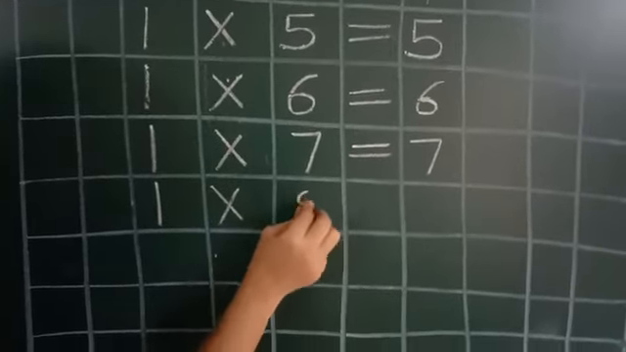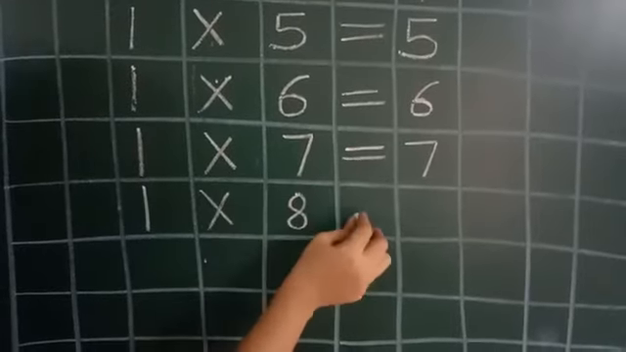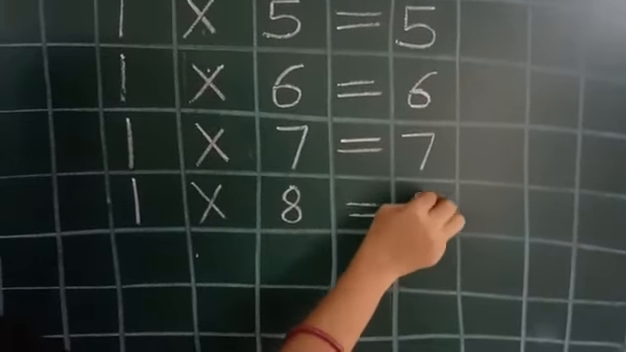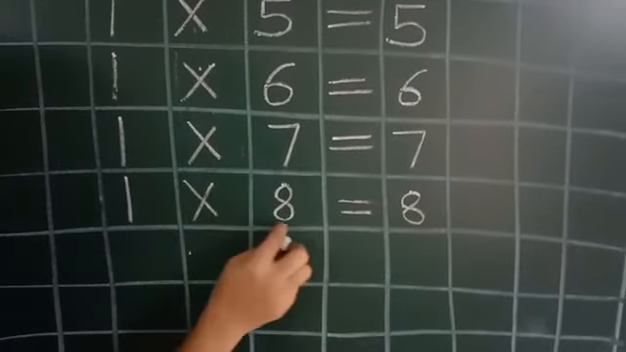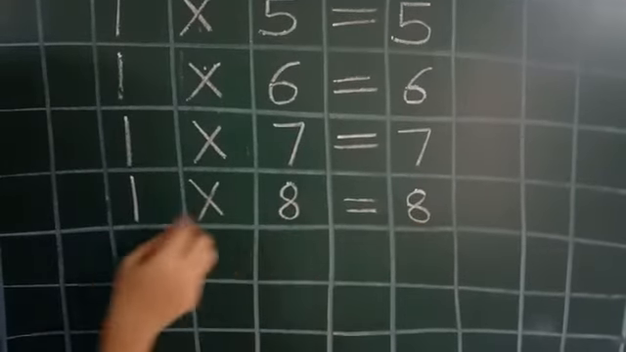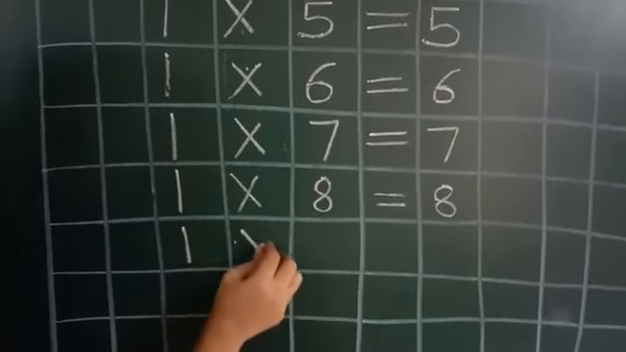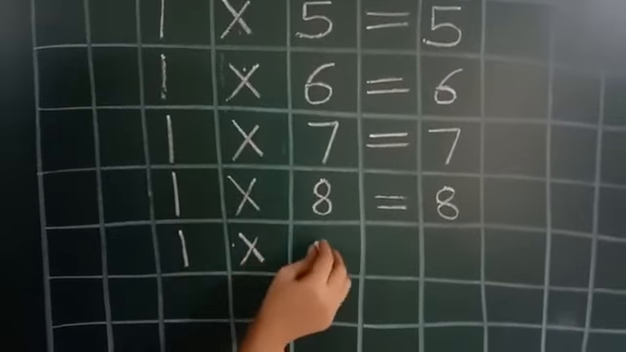Multiply 8 is equal to 8. 1 eight is 8. Next 1.